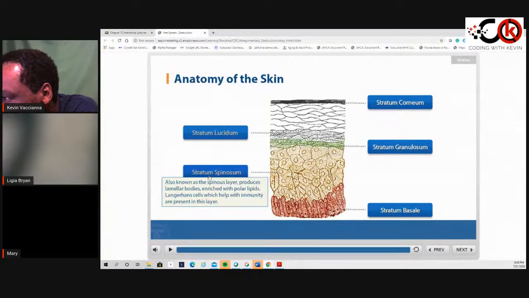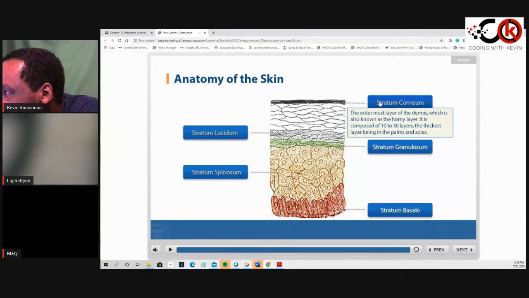This is also known as the granular layer, which produces lamellar bodies enriched with polar lipids and so forth. That's the stratum granulosum. Do you guys have that written down? Tell me when you're ready for me to keep going, for those who are writing. Mary, are you writing? Oh no, I just take pictures. Okay, that's even better, faster.